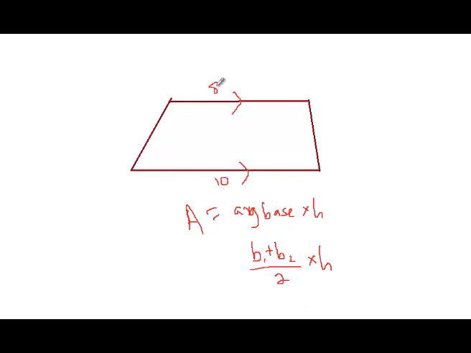If this is 10 and this is 8, and the height we'll call 4, again, we have to figure out the height. It's not necessarily the length of these sides over here. These are slanted. But if you figure out that it's 4, well, then the average base is 9, because 10 plus 8 is 18, and so the average base is 9. 9 times 4 is 36. So this example would be 36.